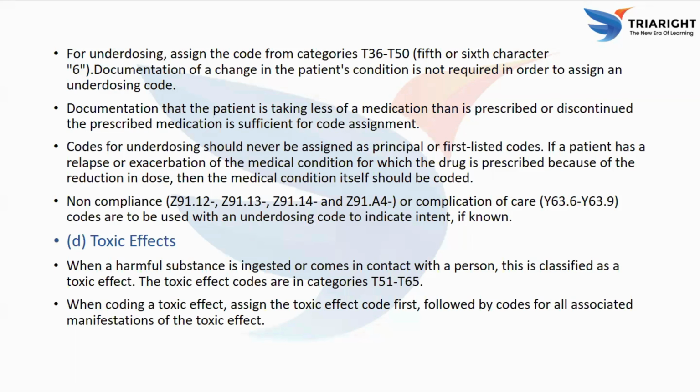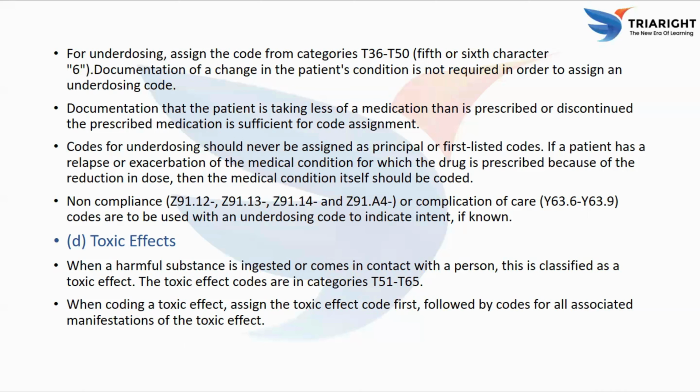So now how to code underdosing? Underdosing is nothing but taking less medication than prescribed. It also includes skipped doses, reduced doses, as well as patients stopping medication on their own. Codes come from the T36 to T50 category with 6 added as the last character or 7th character. For example, if there is an underdosing of insulin in the patient record, you have to assign the code T38.3X6A.